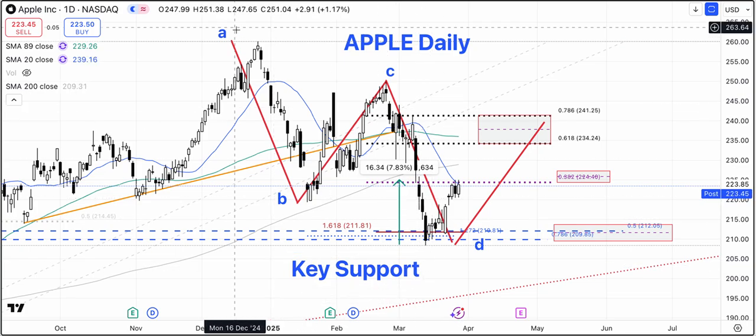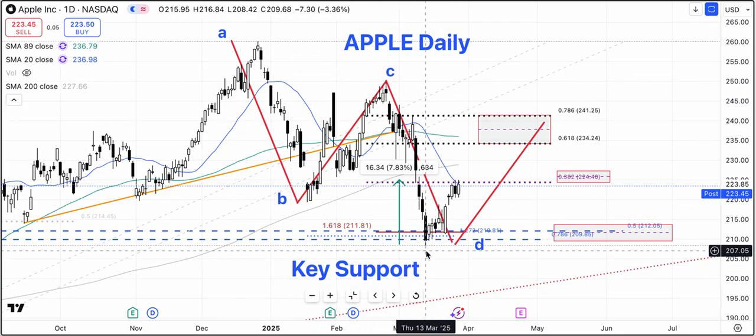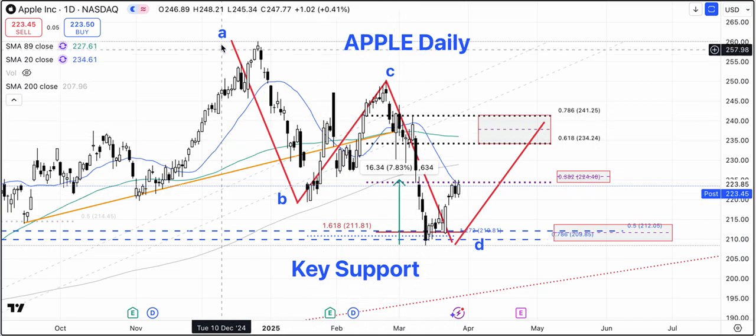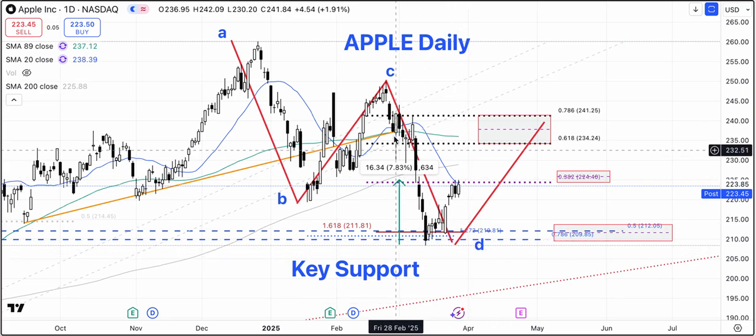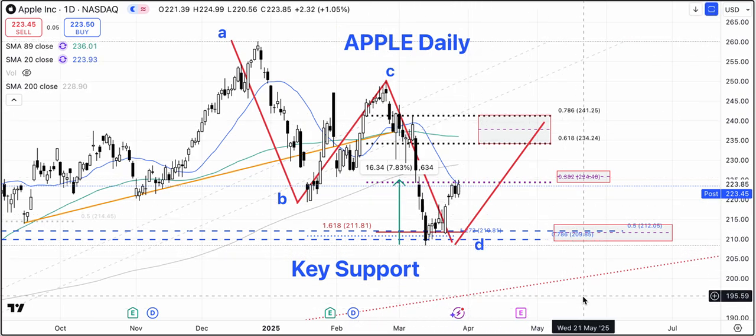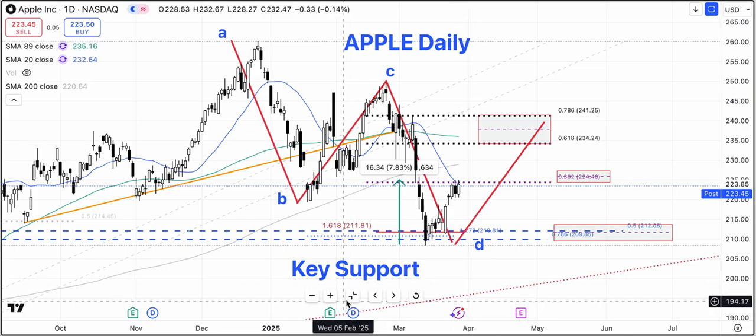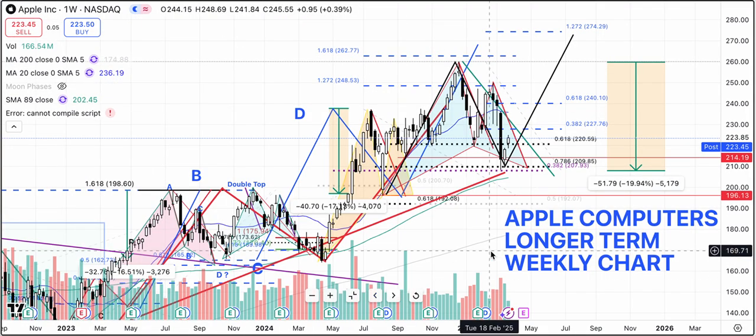Now, if this pattern is to work out, this low of 13th of March must be held. If it is broken to the downside, then in fact this corrective move it indicates is actually continuing, and we could see further downside price action.